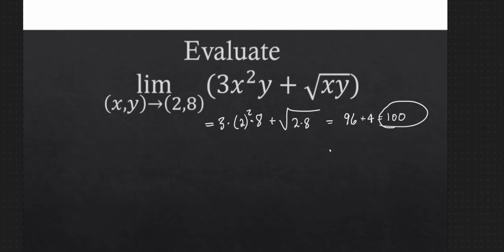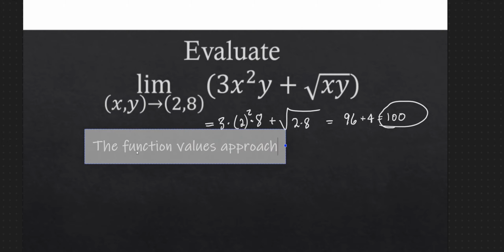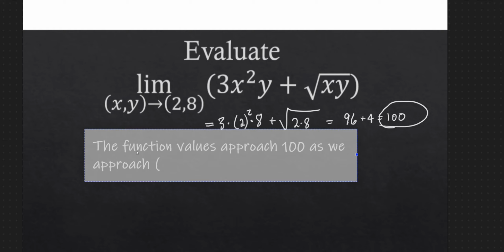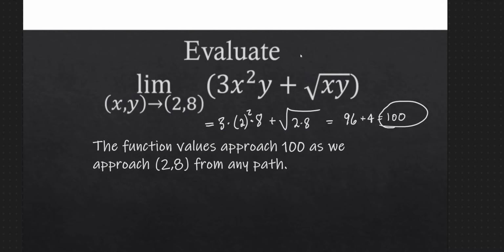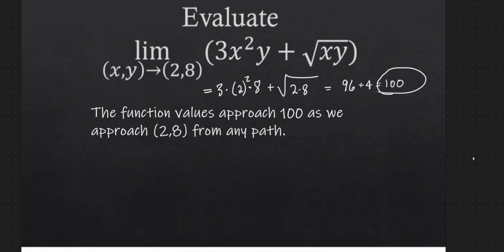So let me remind ourselves what this means in terms of the geometry. The function values approach 100 as we approach the point (2, 8) from any path. No matter what path we take to the point (2, 8), as long as we're in the domain, which is not all of the xy plane. No, x and y have to be positive. As long as we're in the domain, as we approach (2, 8) from any path in the domain, our function values approach 100. That's what this calculation we just did means. This is the consequence. Okay, so it's not too bad.